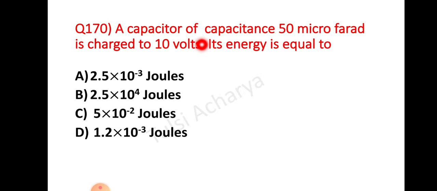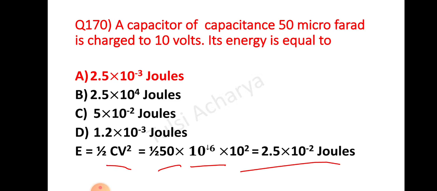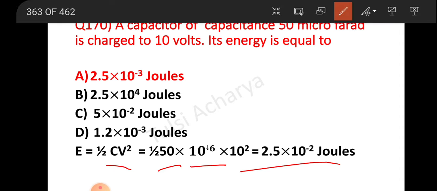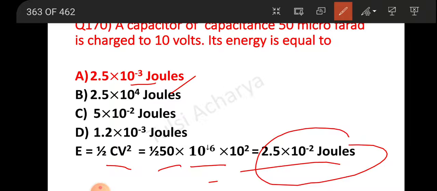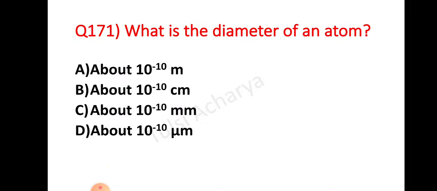A capacitor of capacitance 50 microfarad is charged to 10 volt. The energy is equal to. Microfarad means 50 into 10 to the power minus 6 farad, and we know the energy of a capacitor is half CV square. By substituting the values of C and V, we get the required answer as 2.5 into 10 to the power, I think 10 to the power minus 2 joule must be the answer. Here it is 10 to the minus 3. Just do the calculation and find the answer for question number 170. And the formula is half CV square. Now let's move to question number 171.